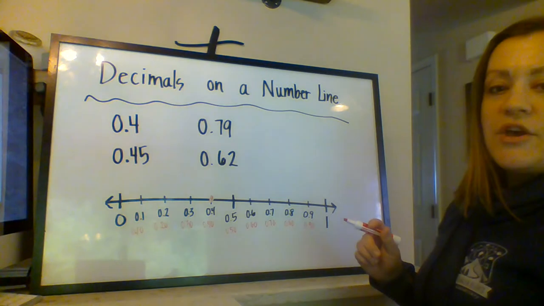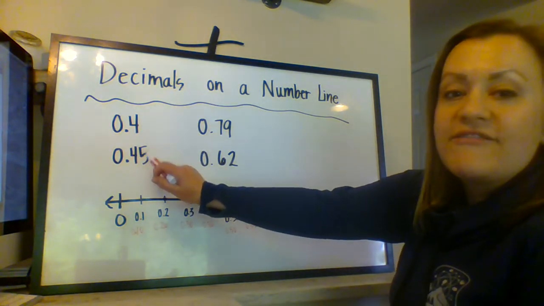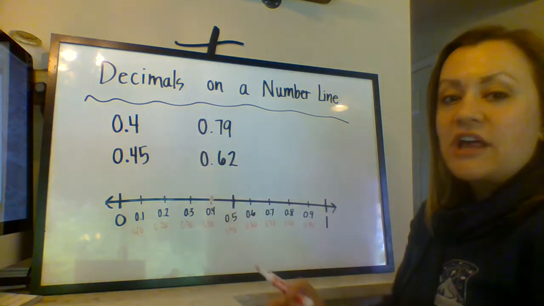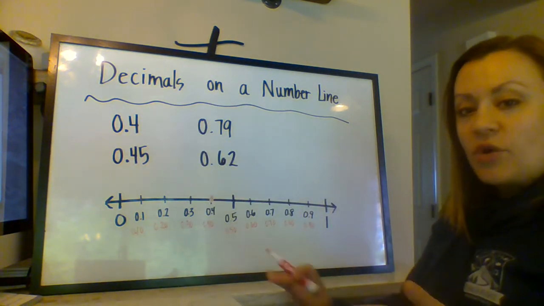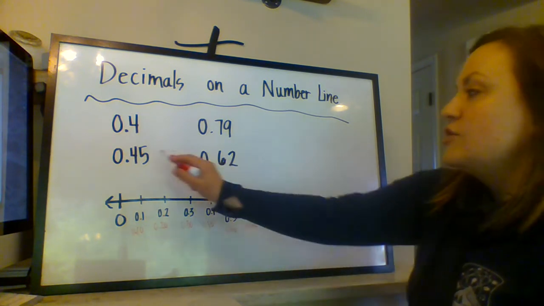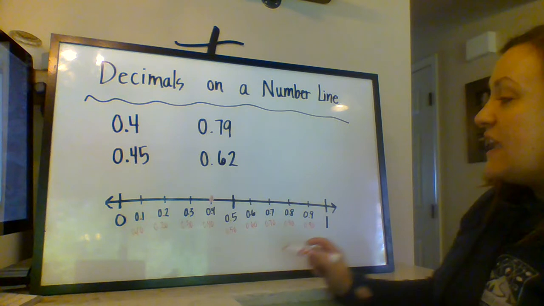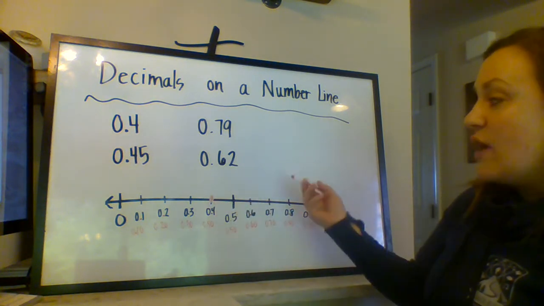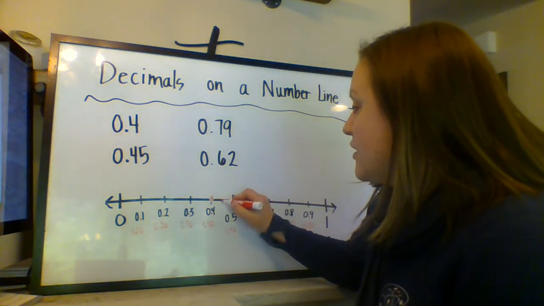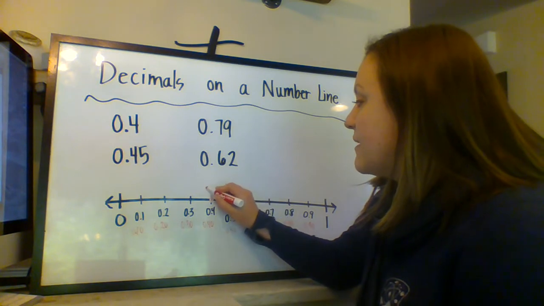Okay. Now let's try one of the hundredths. So right here we have 45 hundredths. We need to be asking ourselves, 45 hundredths is between what 2 hundredths or what 2 tenths? 45 hundredths is between 40 hundredths and 50 hundredths, or 4/10 and 5/10. So I'm going to plot my 45 hundredths right here. And I'll write my 4/10 in as well.